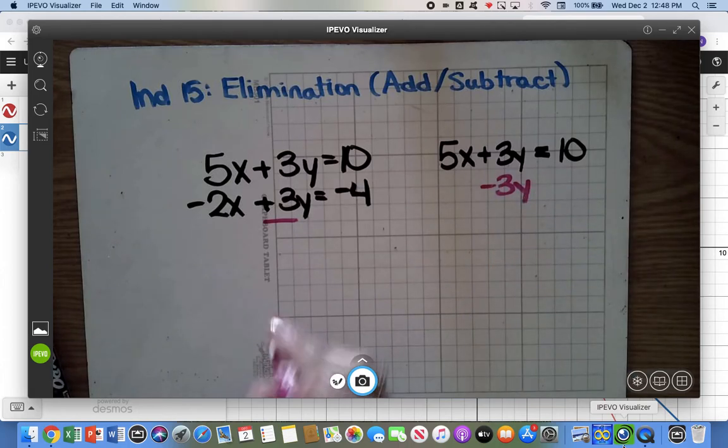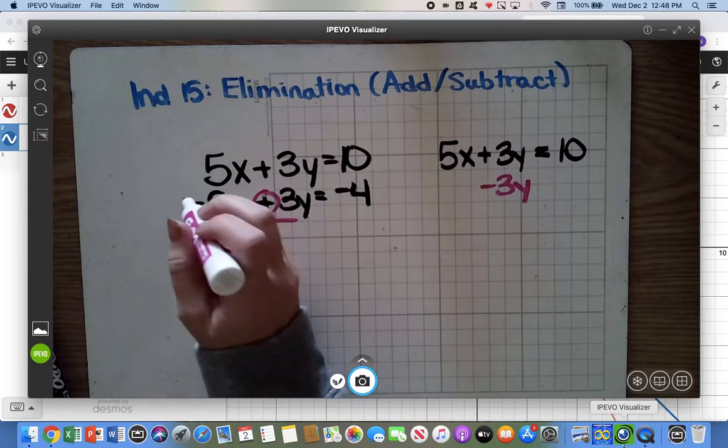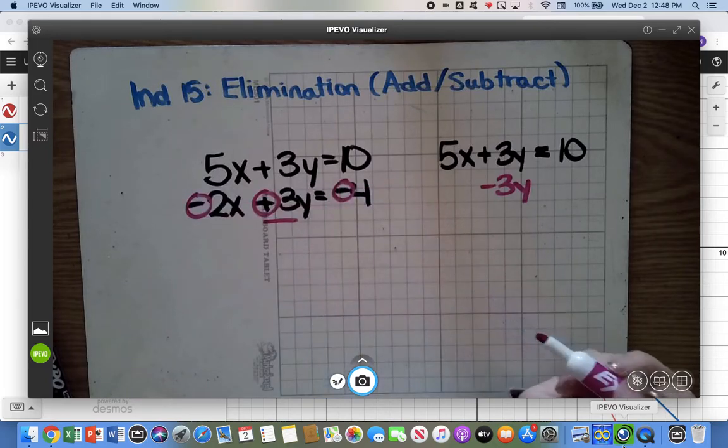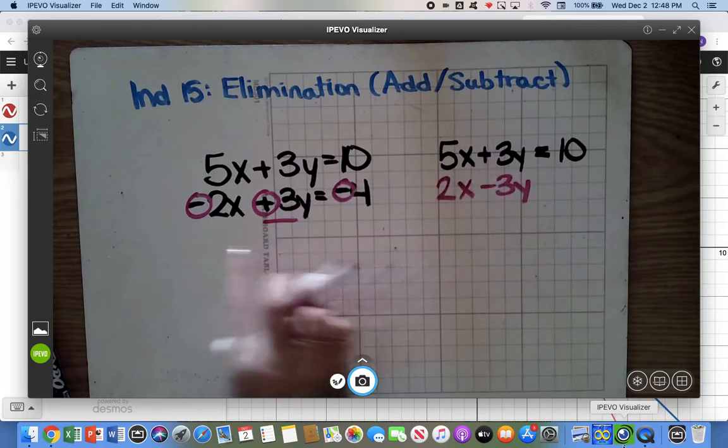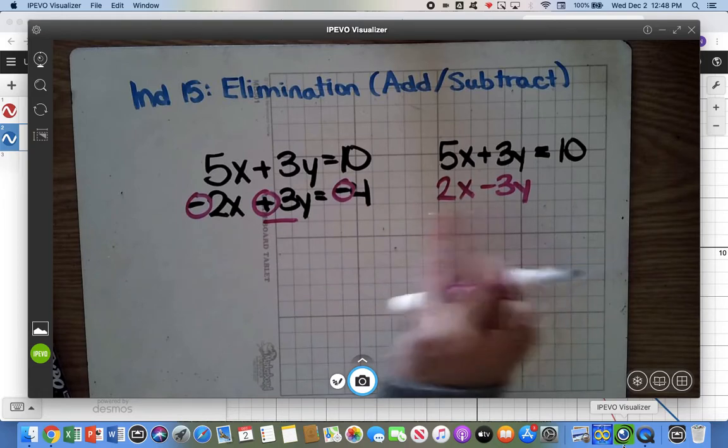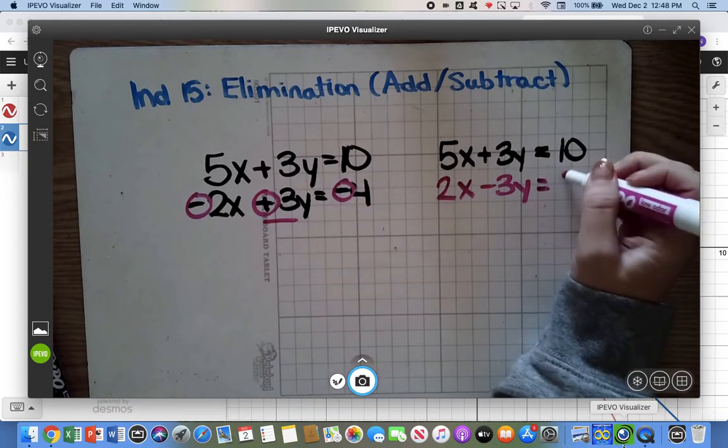We can do this. If you change the sign of this, you can do that as long as you change the signs all the way through. So this negative 2, you can change it to a positive 2. Then that positive 3 became a negative. And then the last step, that negative 4 becomes a positive 4.